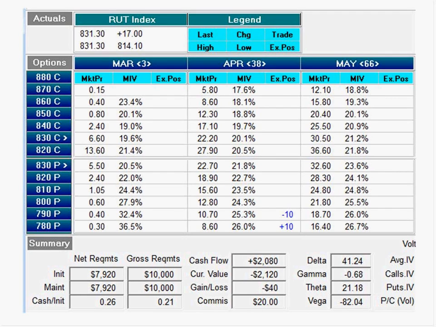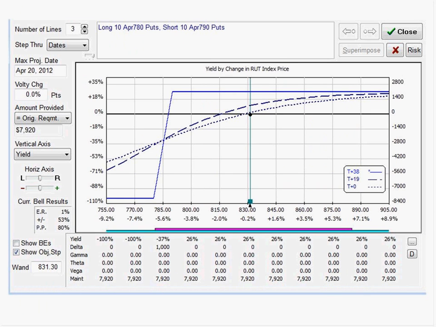Anyway, here we are. We're going to the first month with 21 days. April had 38 days. Okay, so we go to the 790, and then we're going to buy the 780, and we put that credit spread on. Here's what the graphic analysis screen looks like. We're pushing 25% at expiration if it works out.